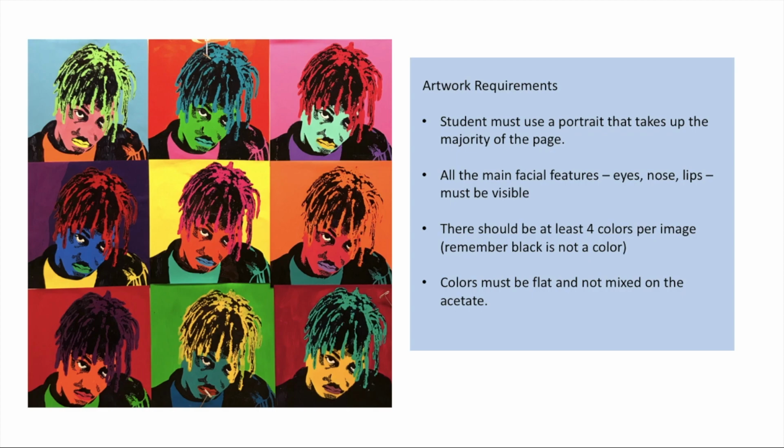Now, our requirements, with another student example from a couple years ago. You want to make sure that you're also picking a portrait that takes up the majority of the page. Your portrait should also have all the main features visible. The eyes, nose, and lips should be there. And you also want to have at least 4 colors per image. You can have more than that, but between the background, the skin color, any clothing, any eyeshadow or lip color, any hair color, that should add up to at least 4 pretty easily. And then you also are going to be mixing your colors so they're nice and flat.